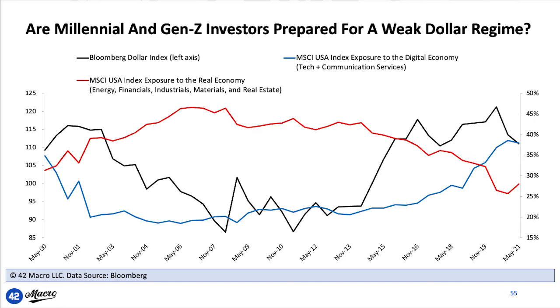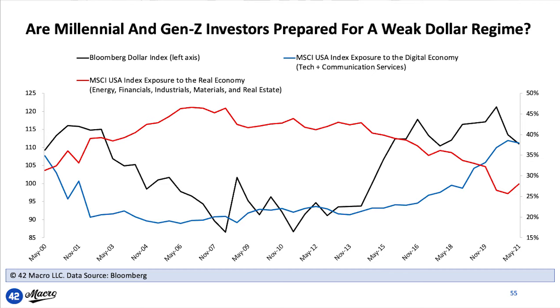On slide 55, the reason we call that out is because that obviously augurs for a really negative dollar cycle long term. We're coming off a very asymmetric high in the broad trade-weighted dollar index. The black line here shows the Bloomberg dollar index, but it's obviously a similar chart. The blue line shows the MSCI USA index's exposure to the digital economy. So I'm adding the percent of market cap allocated to tech and communication services stocks, and the red line shows the percent of market cap that's the exposure to the real economy through the lens of energy, financials, industrials, materials, and real estate stocks.